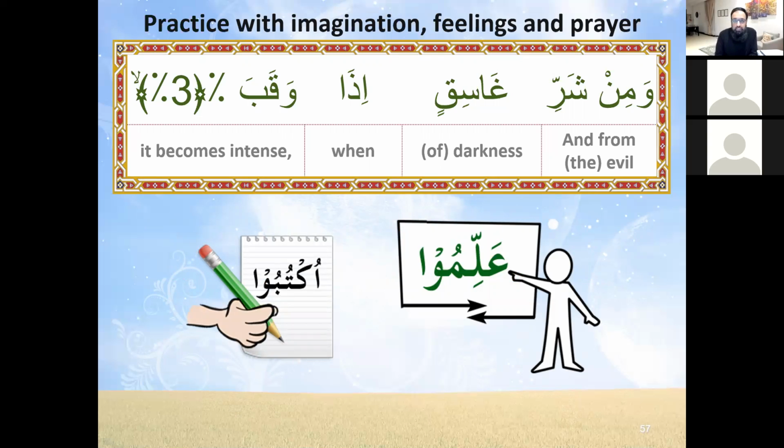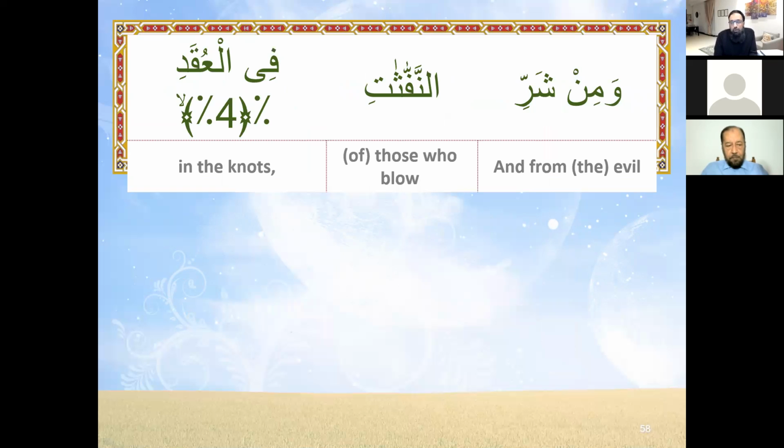So let's practice this. Please be repeating after us at home. وَمِن شَرِّ, and from the evil. غَاسِقٍ, of darkness. إِذَا وَقَبْ, when it becomes intense. وَمِن شَرِّ غَاسِقٍ إِذَا وَقَبْ, and from the evil of darkness when it becomes intense. Jazakallah khair.